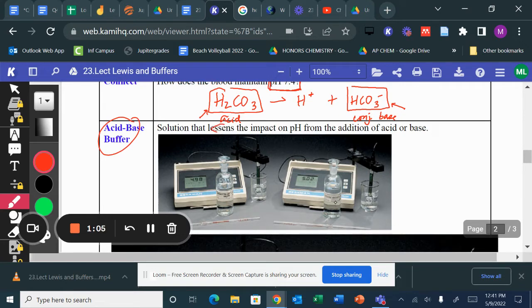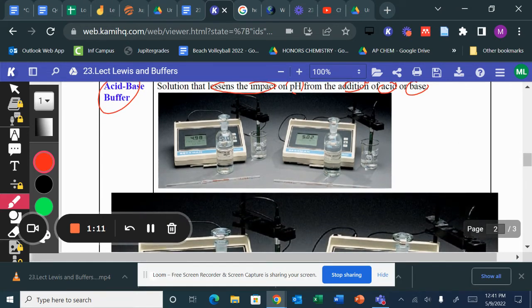So here's a definition. A buffer lessens the impact on pH for the addition of acid or base, so the pH stays the same. Here's an example drawing. Let's say your solution has a pH of 5.0. Here we're adding drops of H+. This is HCl. As they add the HCl and keep recording, the pH stays around 5. That's because there's a buffer in the solution. Now, what if we added some NaOH solution into the beaker? As you can see, the pH is still around 5. The pH did not change. So you might wonder, what is in the buffer?